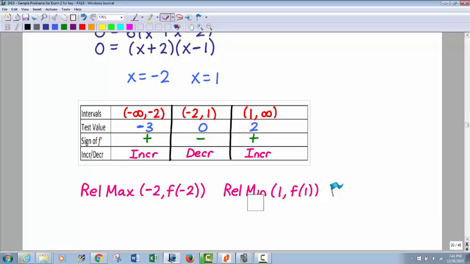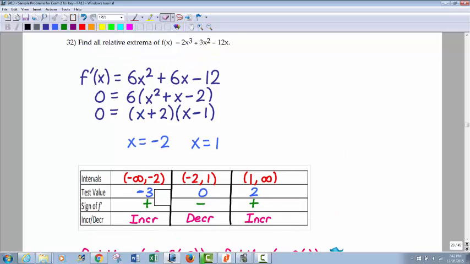And then increase to decrease, relative max, negative 2, f of negative 2. And relative min, decrease to increase, 1 comma f of 1. Now, if you had to get the actual y value, if that was necessary, it would not be that difficult, especially with the calculators.